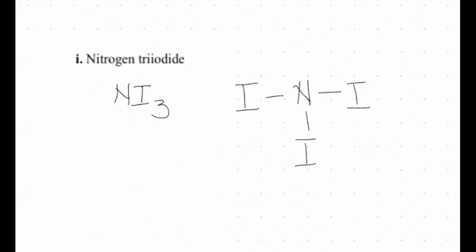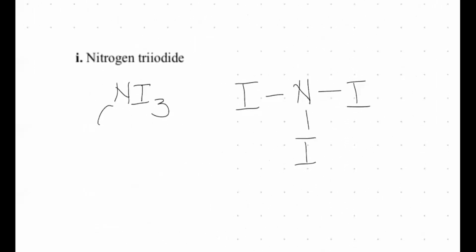We need to calculate the valence electrons here. Based on the group number, nitrogen will contribute 5 valence electrons because nitrogen lives in group 5A. Iodine lives in group 7A. So that means that every iodine is going to provide 7 valence electrons. And since we have 3 iodines, okay, then this is 21. We are going to add these 2 values.